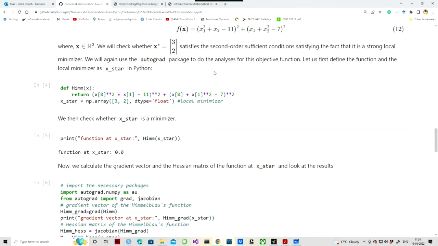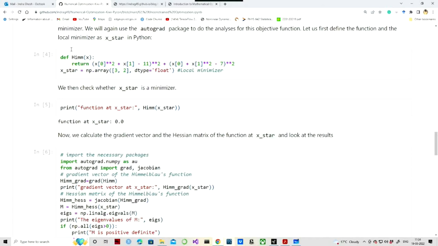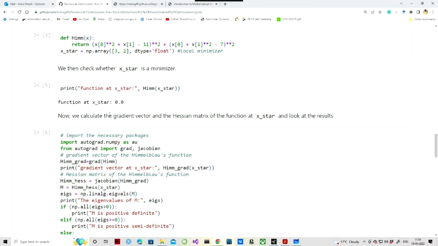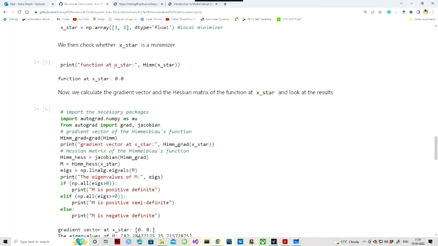Let us first define the function, as we define it, HIMM. We write it on our own, and we also initialize x star, which is (3, 2). Then we print the value of the function at x star, HIMM of x star, and that gives 0. So this is a local minimizer.